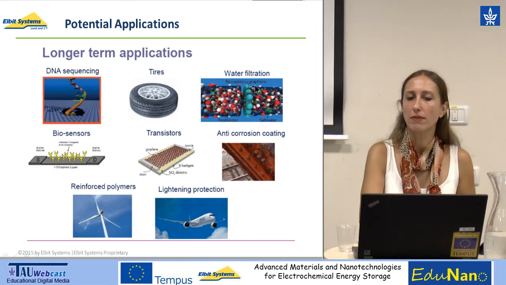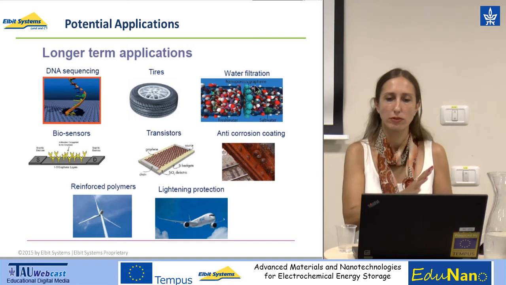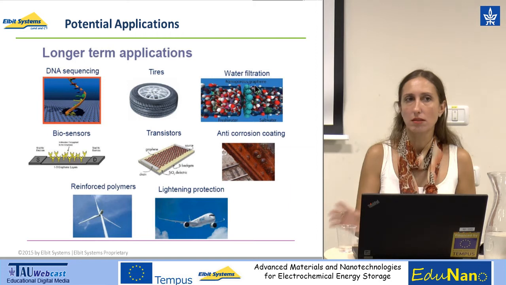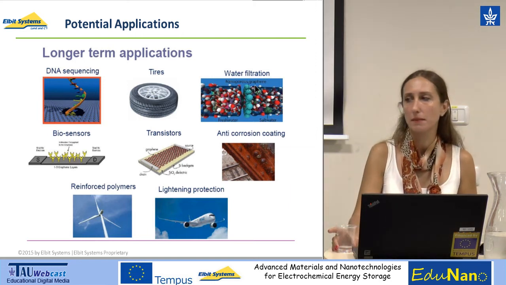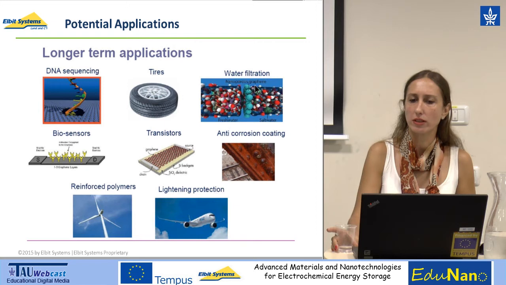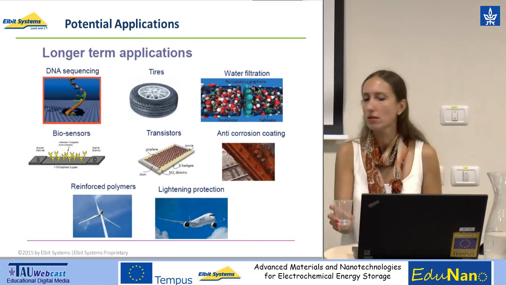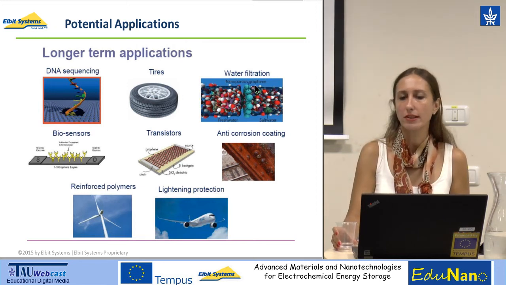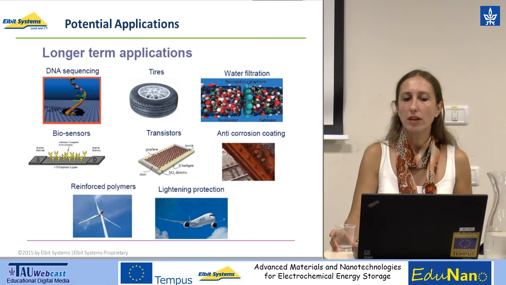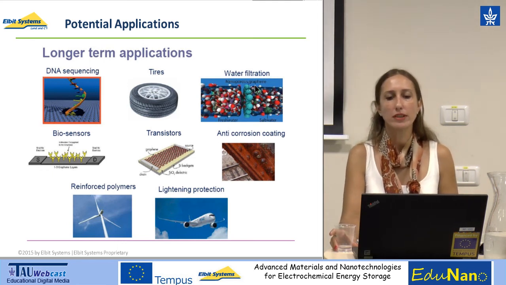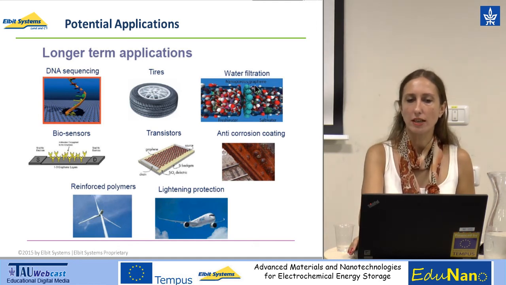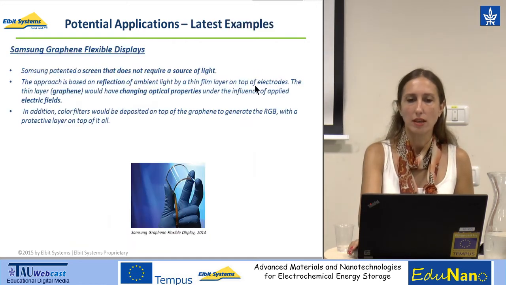having nanoporous graphene, trying to purify or to make selective differentiation between fresh water and salt water. We are talking about anti-corrosion coatings containing graphene, and then reinforced polymers or lightning protection. So there are plenty of applications where graphene can find itself implemented within.